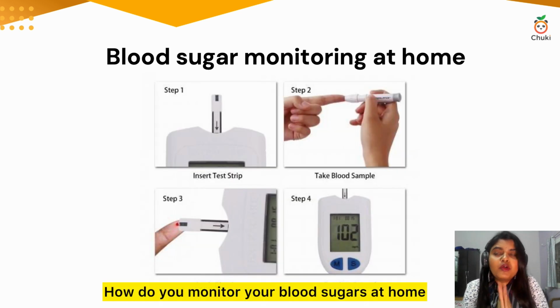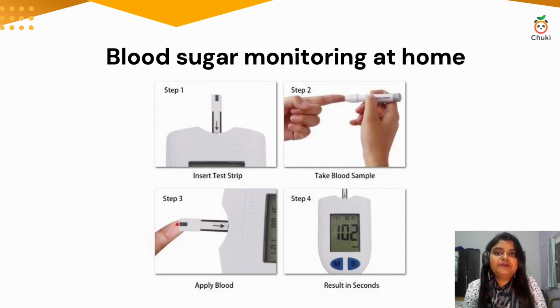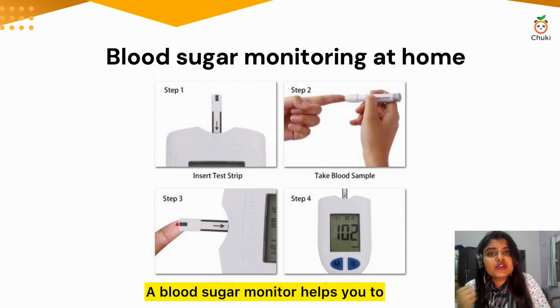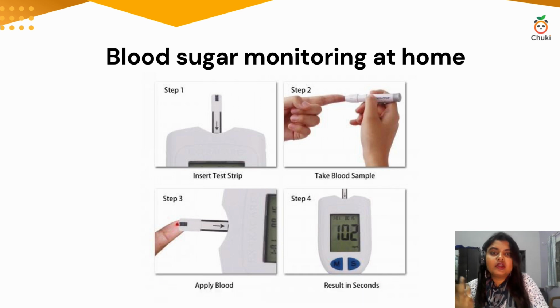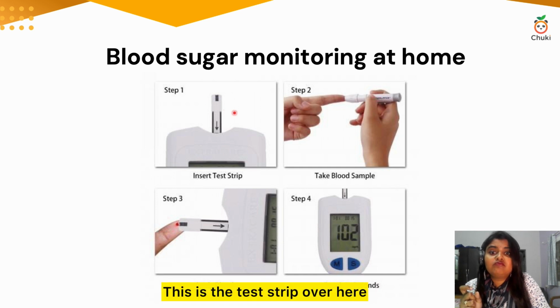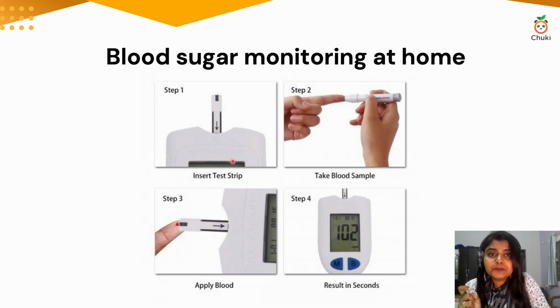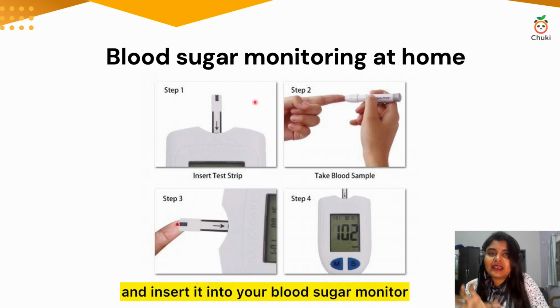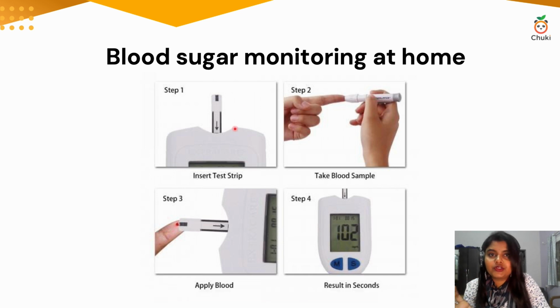How do you monitor your blood sugars at home? A blood sugar monitor helps you to check the blood sugar levels at home. It's very easy to use. You just need to follow these steps. First, you need to insert the test strip. This is the test strip over here. Take a test strip and insert it into your blood sugar monitor, which is also called a glucometer.